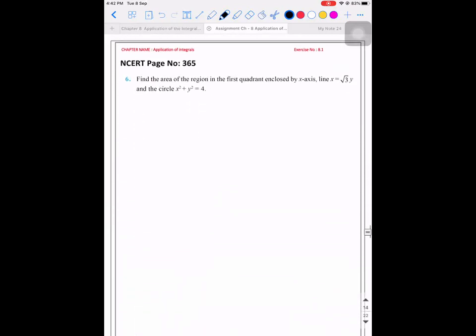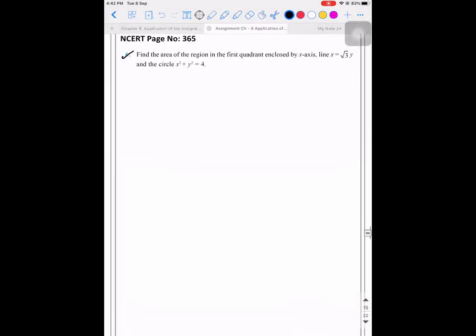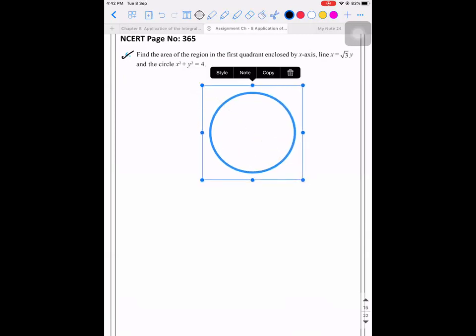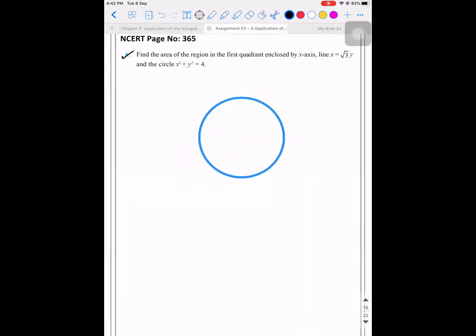Similarly, let's look at this. Find the area of the region in the first quadrant enclosed by the x-axis, the line x is equal to root 3y and the circle x square plus y square is equal to 4. x square plus y square is equal to 4, so these points are 2 comma 0, minus 2 comma 0, 0 comma 2, 0 comma minus 2. Done.